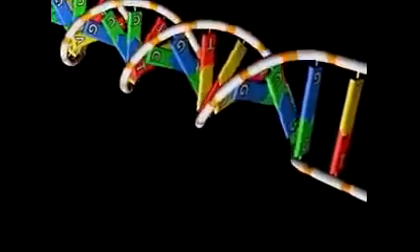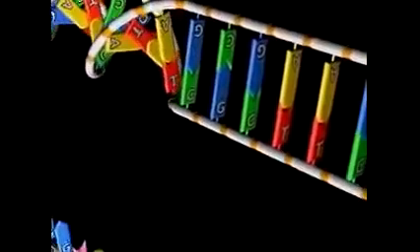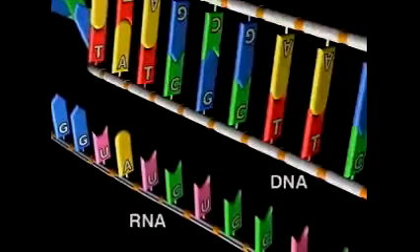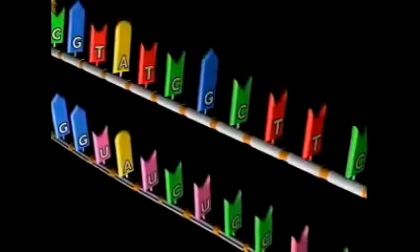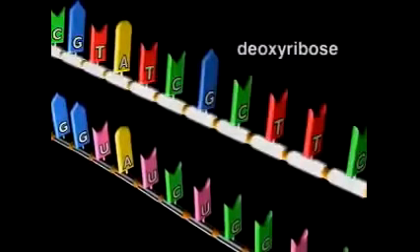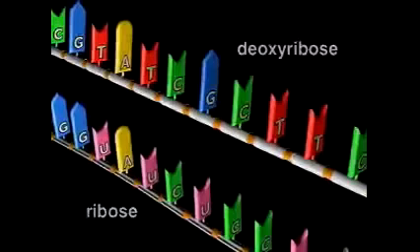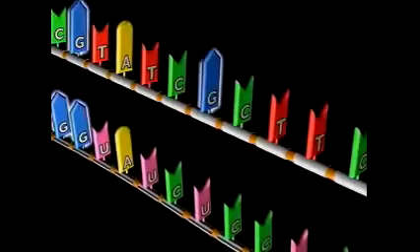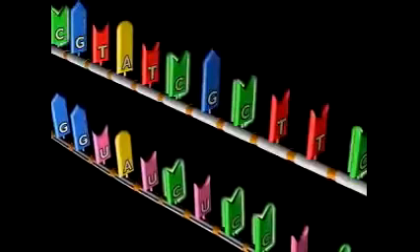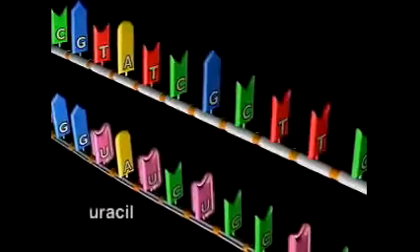To understand how a working copy of the gene is made, we need to be familiar with the structure of RNA. Unlike DNA, RNA is just a single strand of nucleotide units. In DNA, the sugar is deoxyribose. In RNA, it's ribose. As for the bases, although 3 are identical, adenine, guanine, and cytosine, the thymine in DNA is replaced by uracil in RNA.